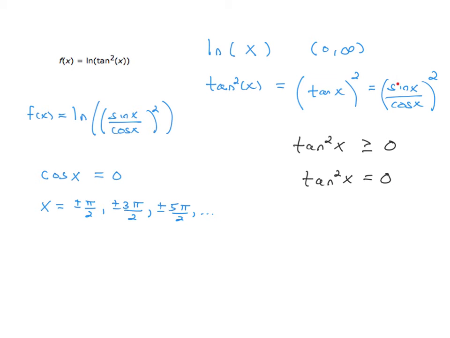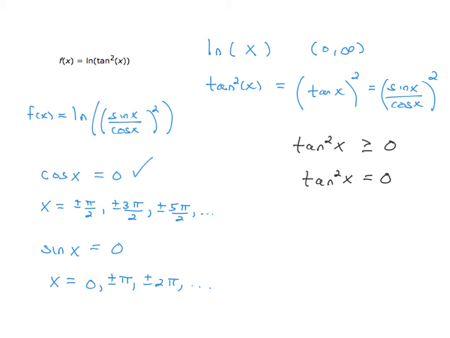That's where sine divided by cosine squared is equal to 0, and a fraction is equal to 0 if the numerator is 0. The second place we have to check is where is sine of x equal to 0? So we found these. We now need to find these values. Sine of x is equal to 0 if x is equal to 0, plus or minus pi, plus or minus 2 pi, and so on, 3 pi, 4 pi, going on forever. So here are all the places where this function is discontinuous.